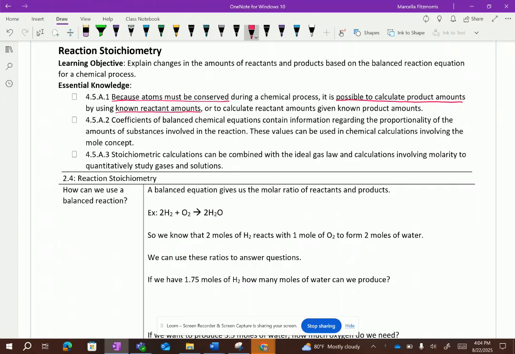The way we do this is by using coefficients. Coefficients contain information regarding the proportionality of the amount of substances involved in the reaction. In other words, the mole. We know how many moles equal how many moles of each other using those balanced chemical equations. Okay, stoichiometric calculations can be combined with the ideal gas law and calculations involving molarity to study gases and solutions.